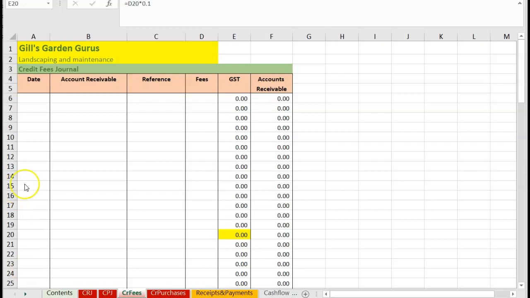So under our credit fees journal, what we have is we have the date, we have the account receivable, who the person is, what the reference is, which will be the invoice number, and the amount that we're charging them.